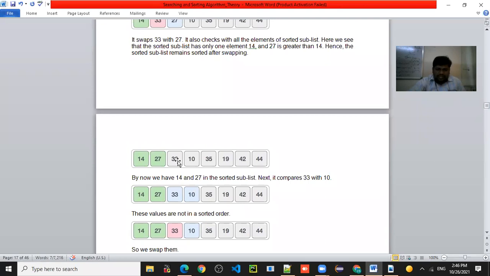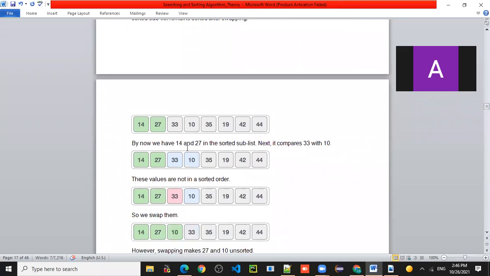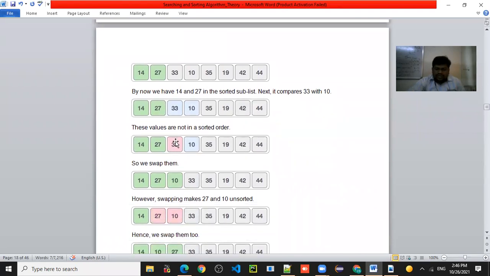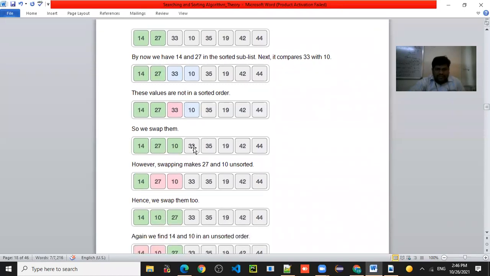Is 33 at the correct place, or do we need to apply the swapping? Again, we need to apply the swapping, right? So these values are not in sorted order. Here 33 is greater than 10, right? So we swap them. We have applied the swapping. Now 10 is at the 33 location and 33 is at the 10 location. Okay, swapping done, interchange done.